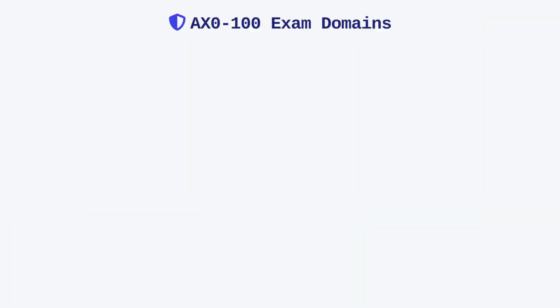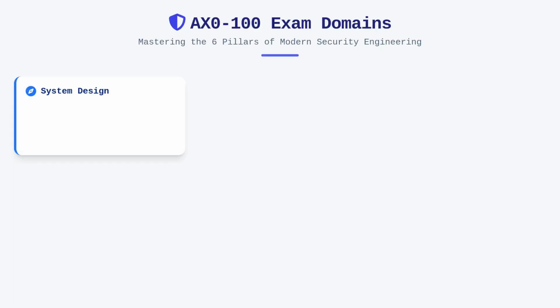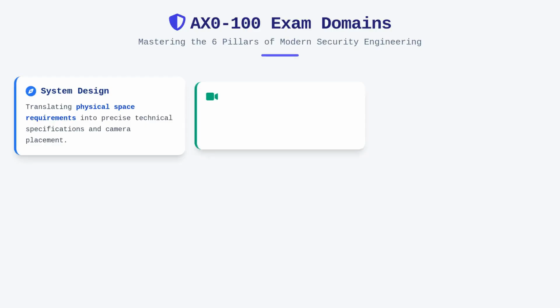The AX0-100 exam evaluates your grasp of 6 critical domains that every modern security engineer must master for reliable system deployment. We begin with system design and camera placement, where you learn to translate physical space requirements into technical specifications. You will progress through camera technology, learning how sensor dynamics and lighting conditions influence the capture of high-quality video.